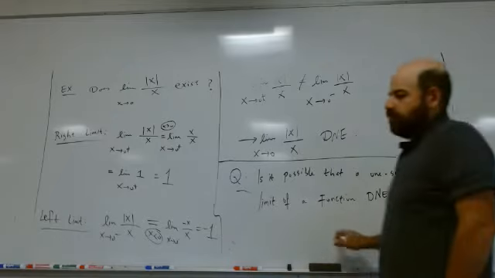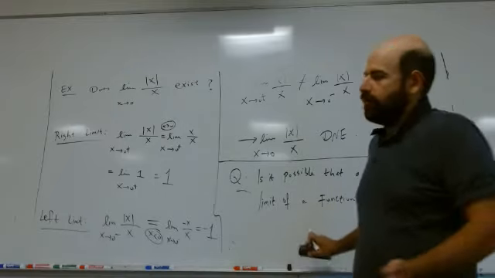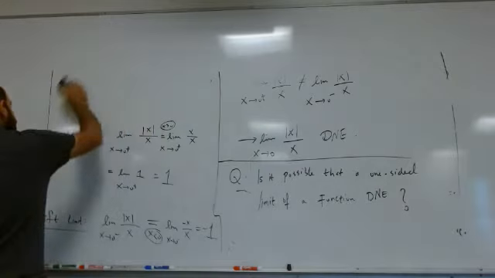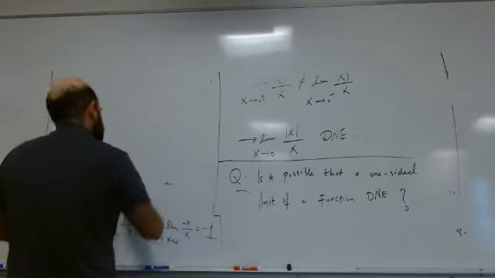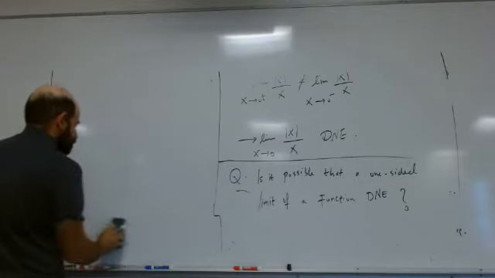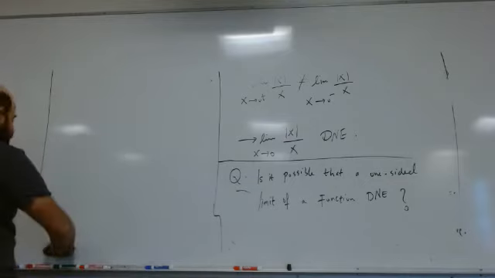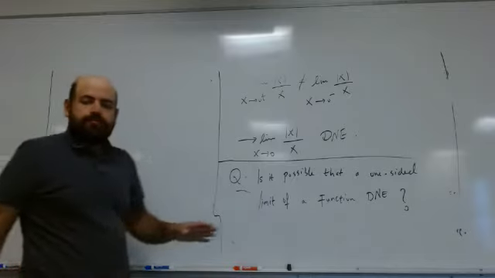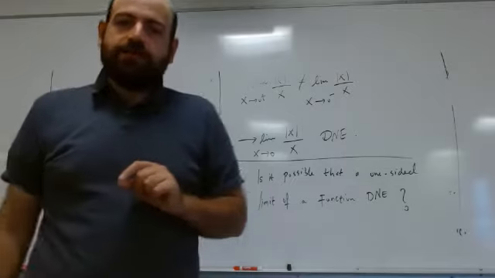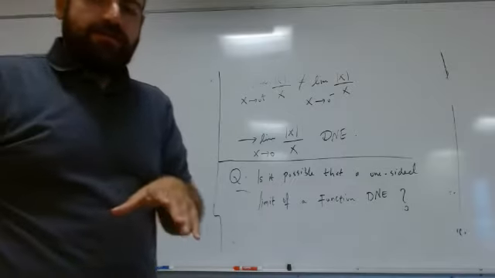So if yes, provide an example. If no, you have to prove why it is not possible. The answer is yes, it is possible that even just the one-sided limit does not exist by itself.